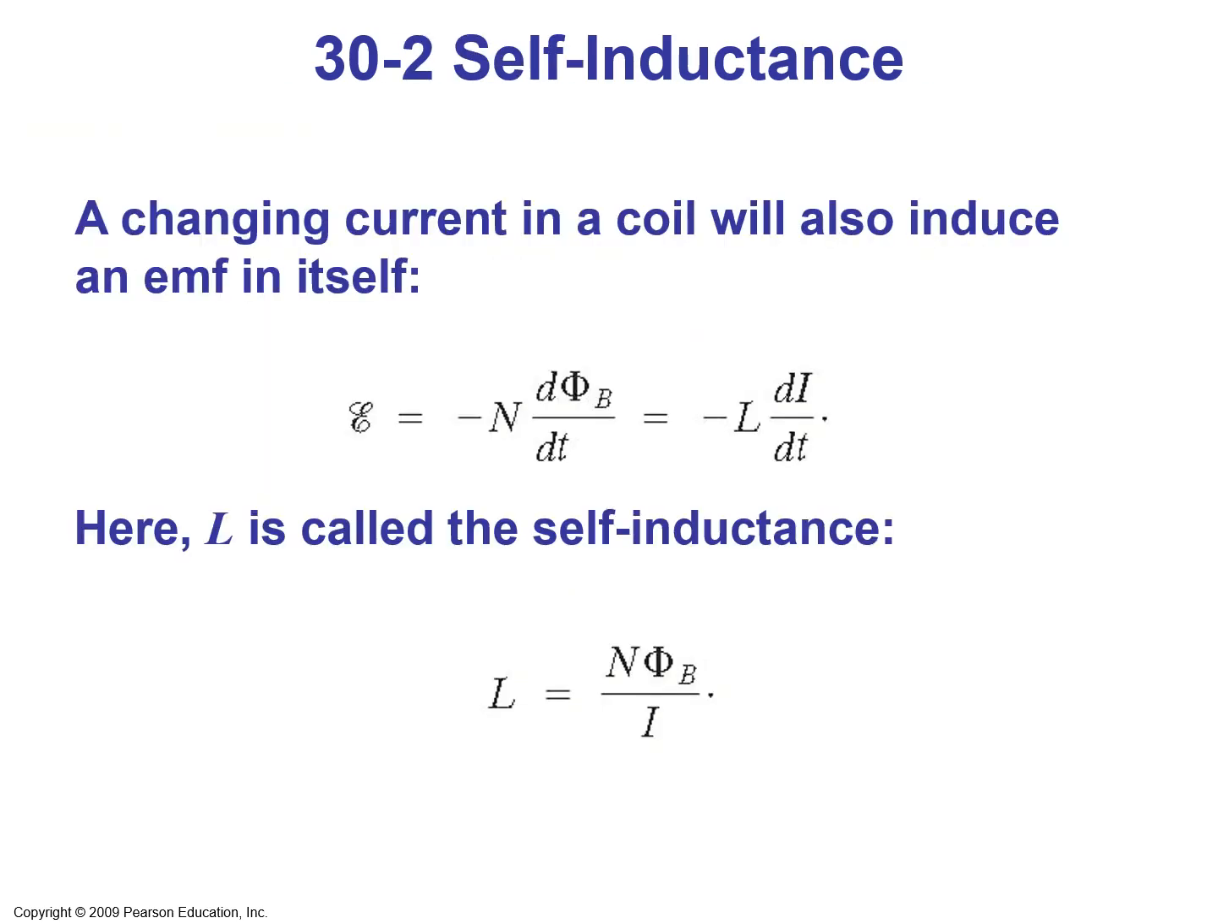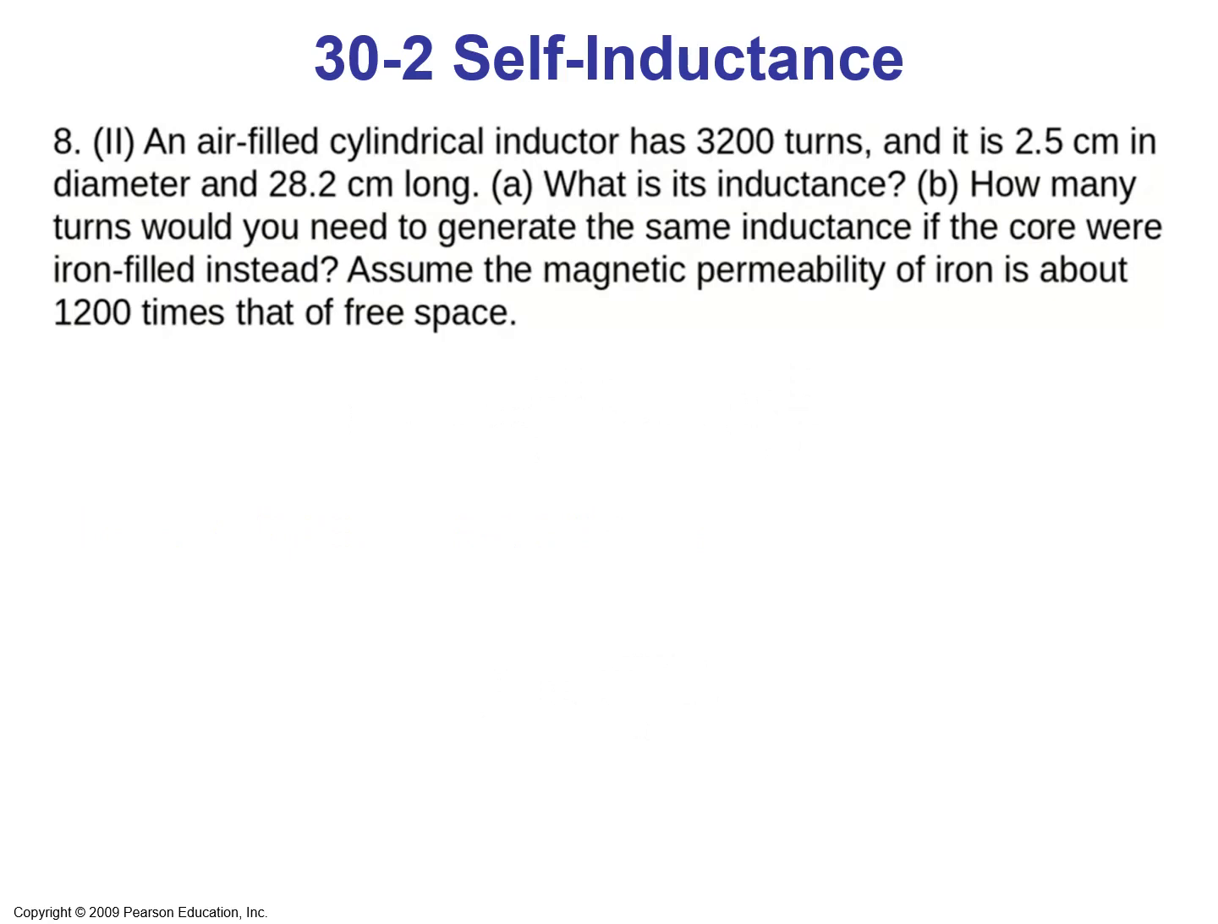Section 2. Self-inductance. A change in current in a coil will also induce an EMF in itself. The EMF induced is equal to minus N times the derivative of the magnetic flux over time, and is equal to minus L times the derivative of current over time. Here, L is called the self-inductance and is given by the number of loops, N, multiplied by the magnetic flux phi B divided by current I. As an example, I'll look at problem number 8 in the book.